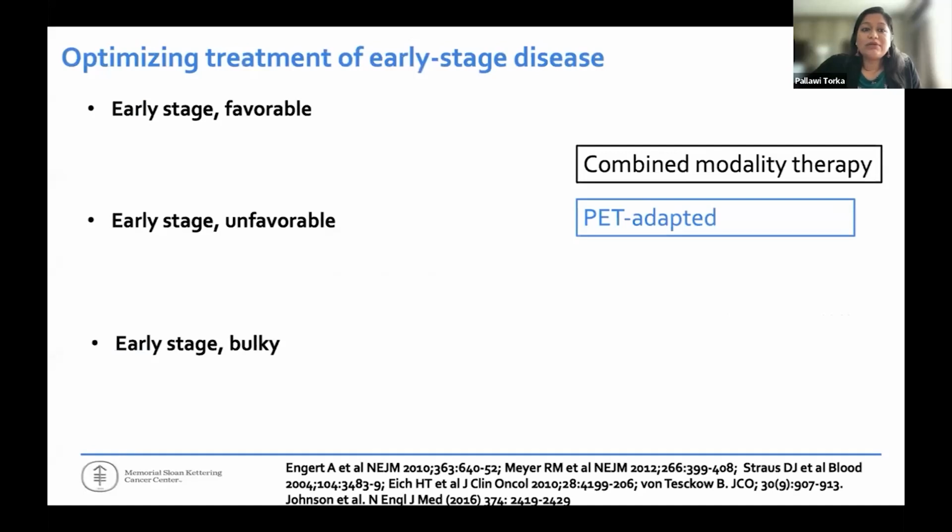So let's talk about combined modality treatment first, and then we'll talk about PET adapted treatment for each of these situations, which is early stage favorable, early stage unfavorable, and early stage bulky.